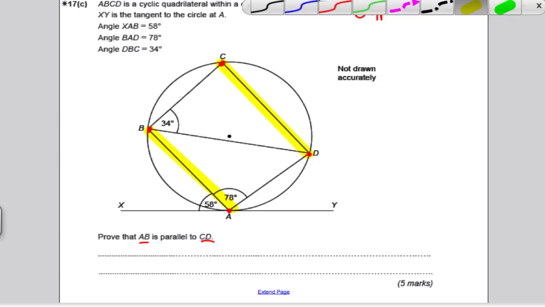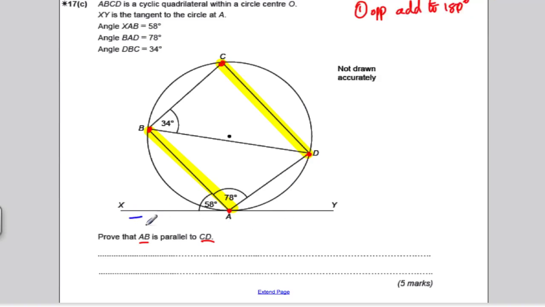The first, I think the most obvious thing, this line here is a tangent. Okay, and therefore it's a straight line. Now, what must that angle be there if these are on a straight line? Well, if that's 58 and that's 78, they add to 136. So you subtract that from 180 and get that that whole angle there is 44 degrees. You probably get a mark for doing the very obvious there.